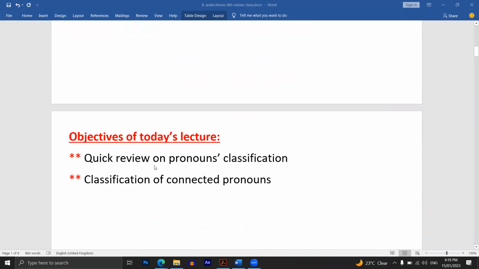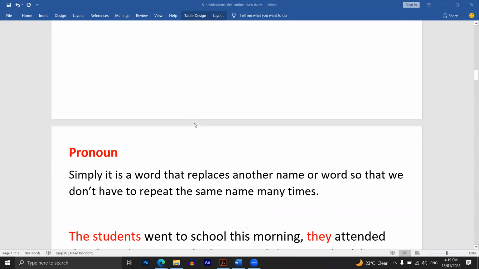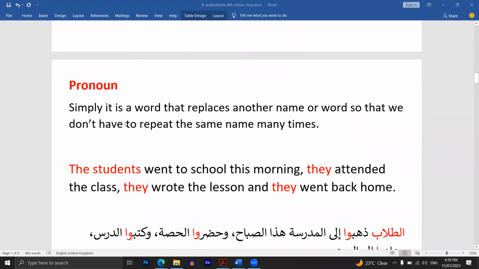These are the objectives of today's lecture. I want to overview the pronouns, and then I want to talk more specifically on the connected pronouns, الضمائر المتصلة. Simply, I want to start from scratch. A pronoun in English is a word that replaces another name or a word. For what purpose? I just don't want to repeat the same name many times.